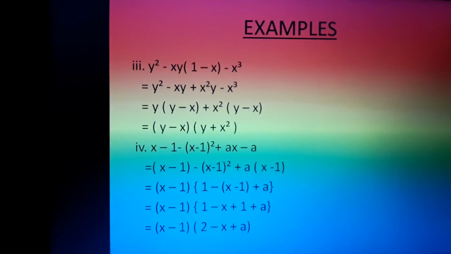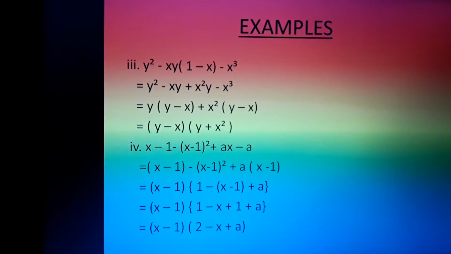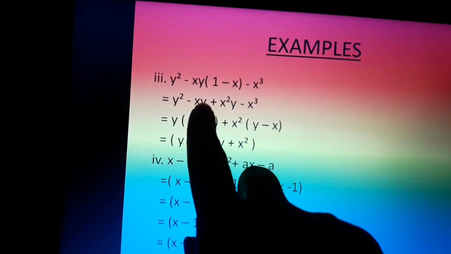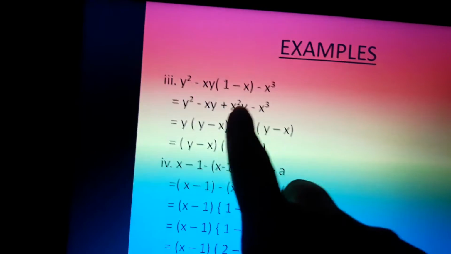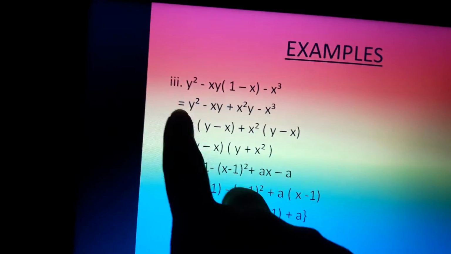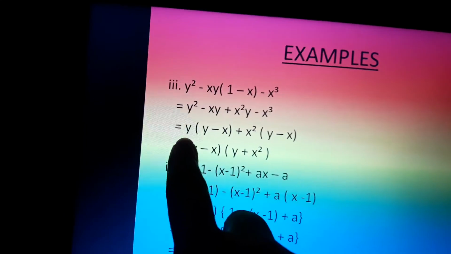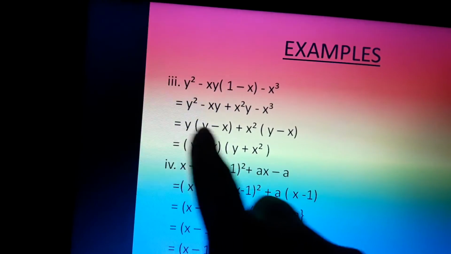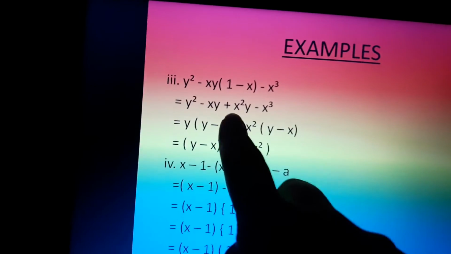See here: y square minus xy into 1 minus x cubed. In the second line you open the bracket: y square minus xy plus, because minus into minus becomes plus, x square y minus x cubed. Here in the first two terms, y is common, so we take y common. In the bracket, y square divided by y gives y, then we put this minus sign, xy divided by y gives x. So close the bracket. Plus, now in the last two terms what is common?